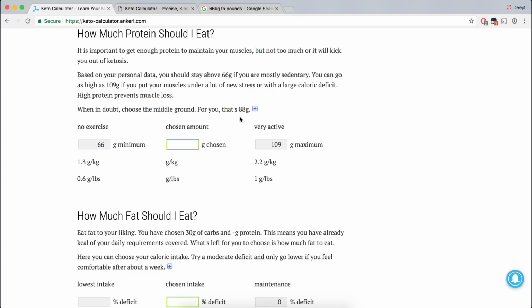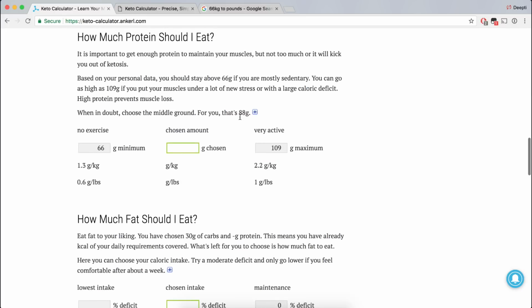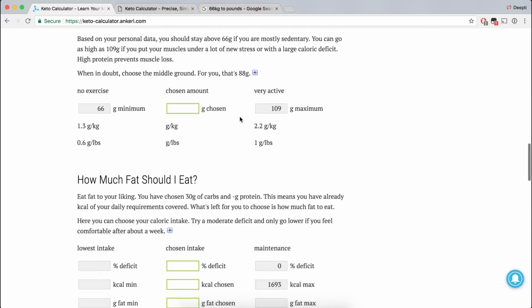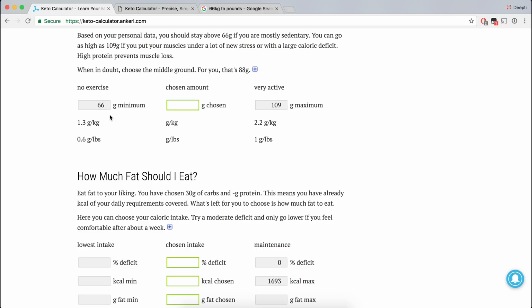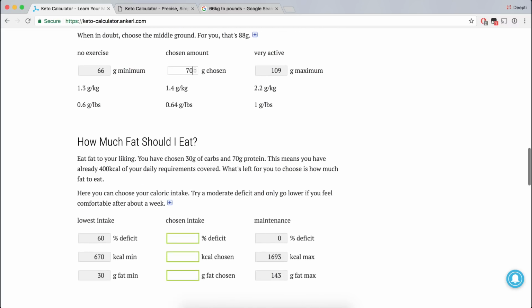Now, the amount of protein I should eat. We've obviously had some development on this, but let's stick to the moderate protein on keto just for maximum efficiency and the best results. For my body weight, it says I should not be eating less than 66 grams and not more than 109 grams if I'm very active. So let me be safe and say 70 grams, which is not a bad amount to be eating.